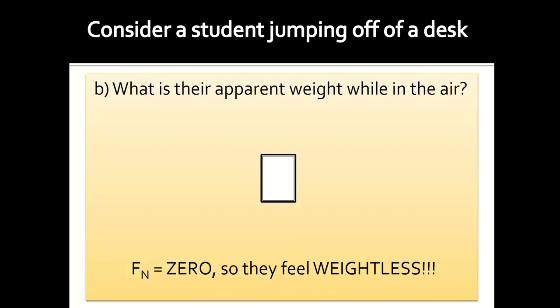The next case is, what if the student jumps off the desk? What is their apparent weight while in the air? If the student is in the air, there's only one force, and that's the force of gravity. Fn is not present, therefore Fn is 0, so there's no apparent weight, because again, apparent weight is your normal force. So you will feel weightless.